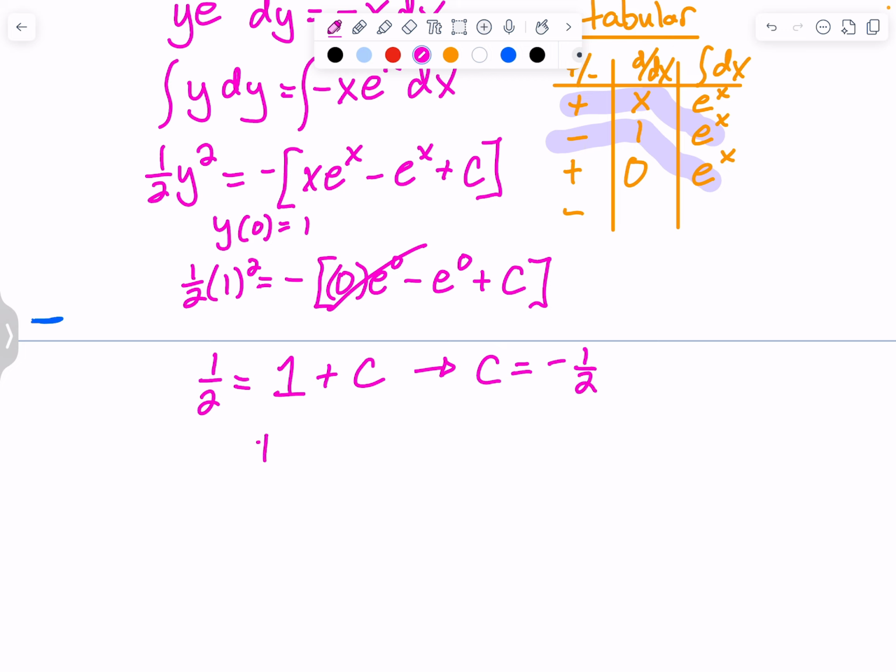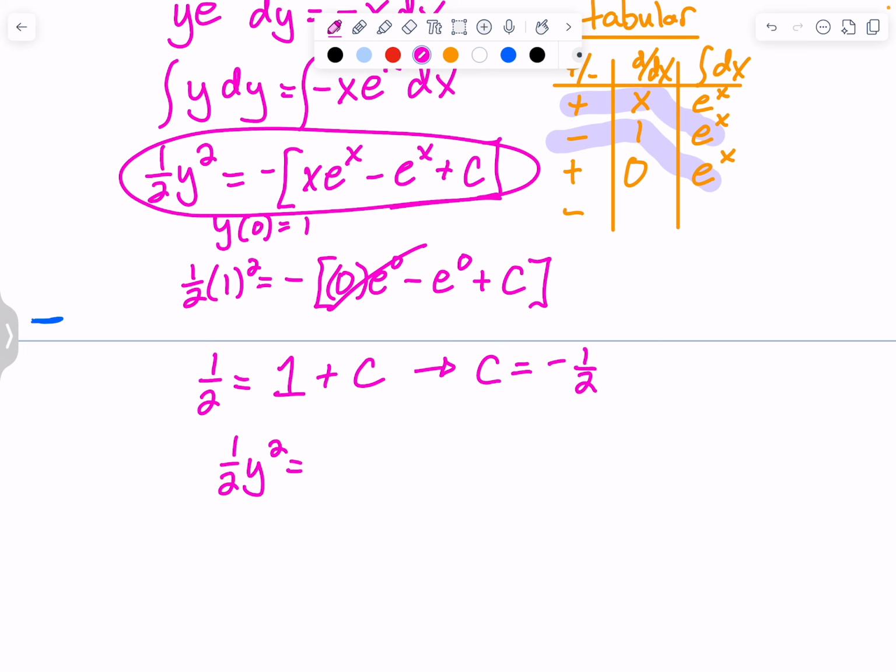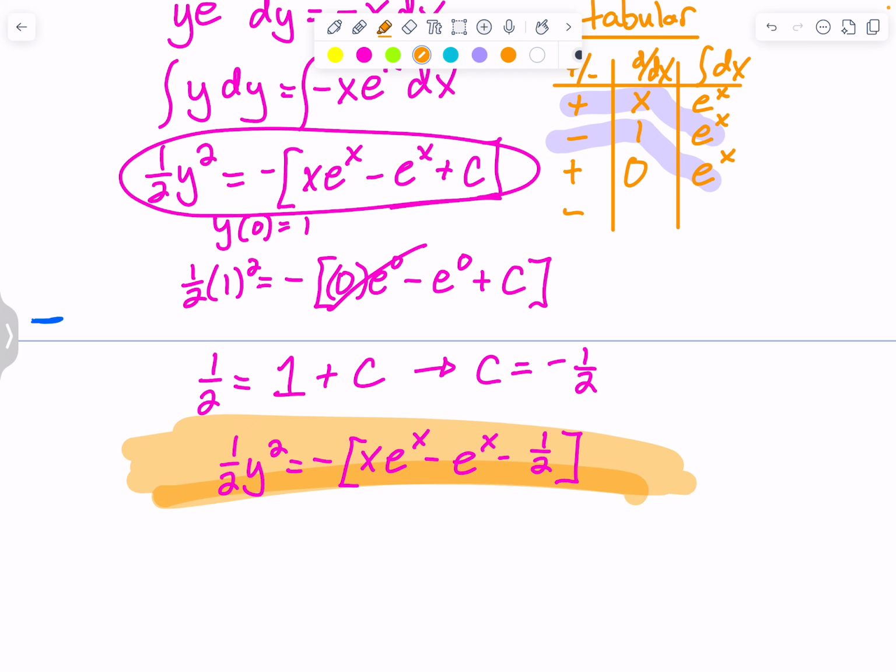So my actual solution, this was a family of solutions. Now I'm going to write down the particular solution that goes through that point. And I just fill it in. I don't clean anything up because I don't want to mess it up. So that's just a half, and I am done. That's the answer that I want.